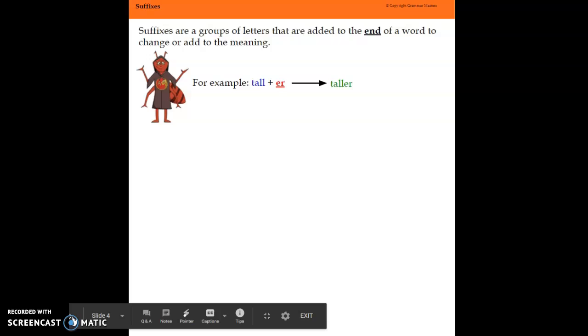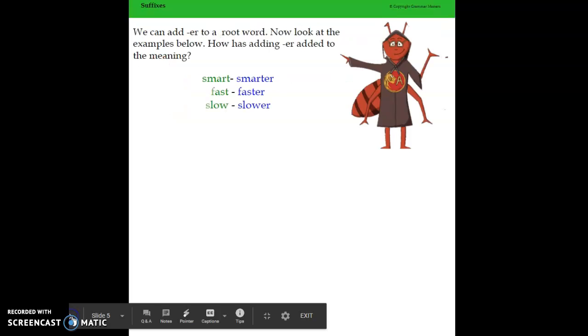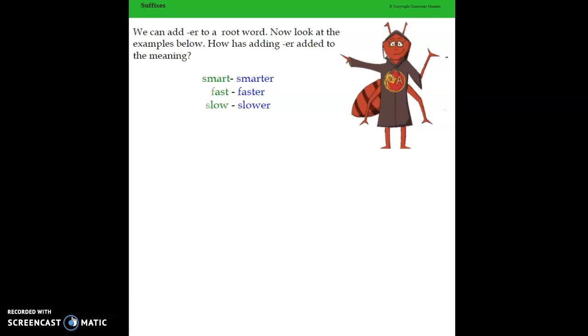Suffixes are a group of letters that are added to the end of a word to change or add to the meaning. So, for example, tall, if you add the suffix ER, it becomes taller. We can add the suffix to a root word. So now look at these ones below and think about how adding the suffix has changed the meaning.